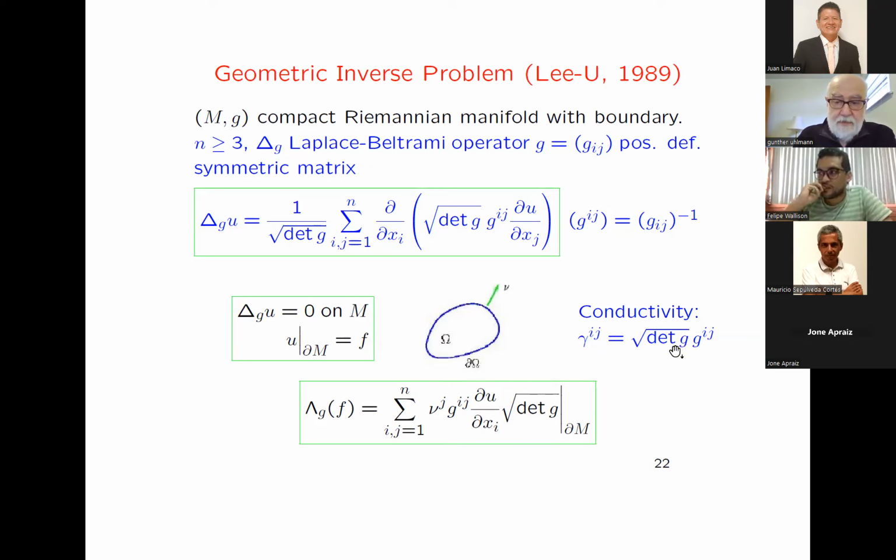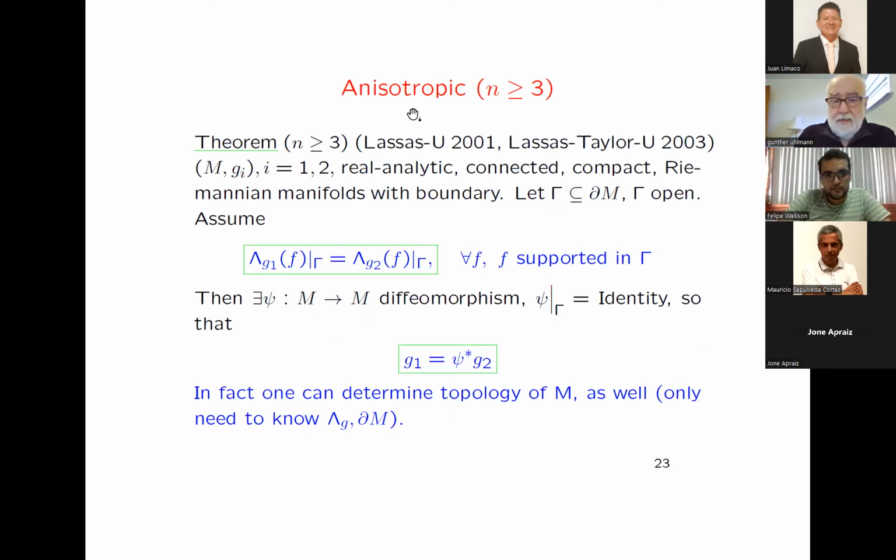The conductivity is related to the metric by just the square root of the determinant. The G upper ij is the notation for the inverse of the metric G. So it's the same problem. It's a geometric formulation. And the only general result known, there are some more specific things, is the case of real analytic metrics, conductivities or metrics. You can assume that the Dirichlet-Neumann maps are the same, even measuring on any open subset of the boundary for any function supported in that open set, which can be the whole boundary.